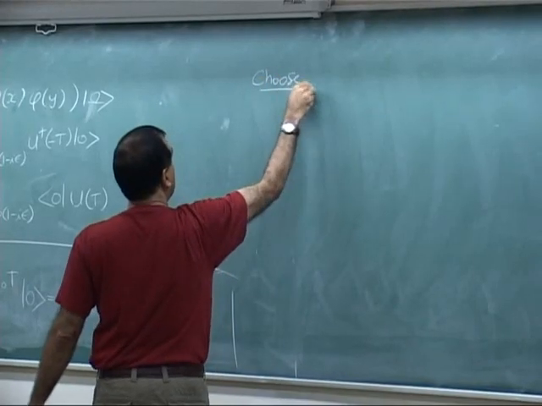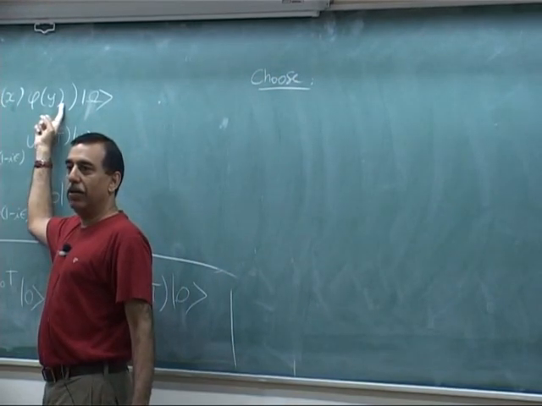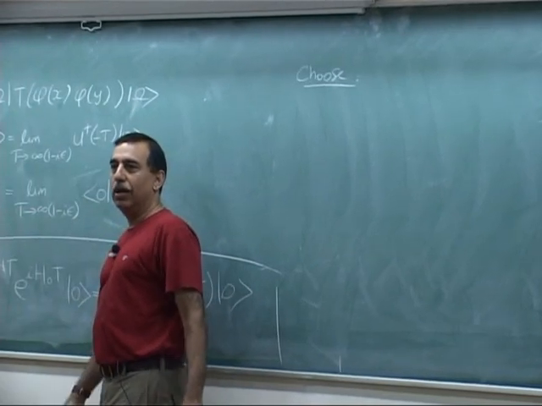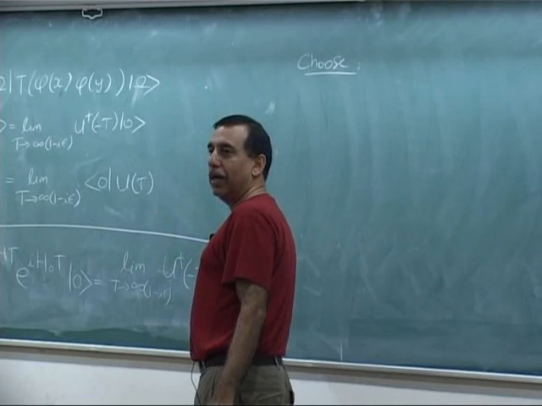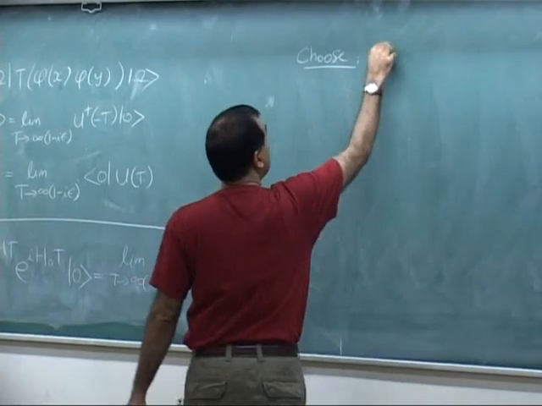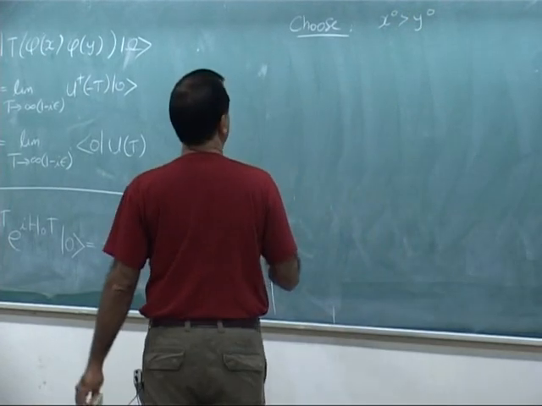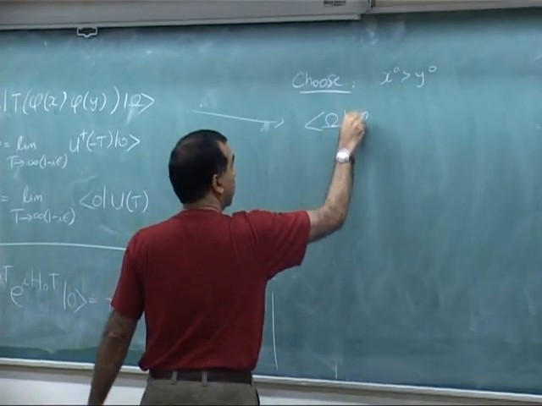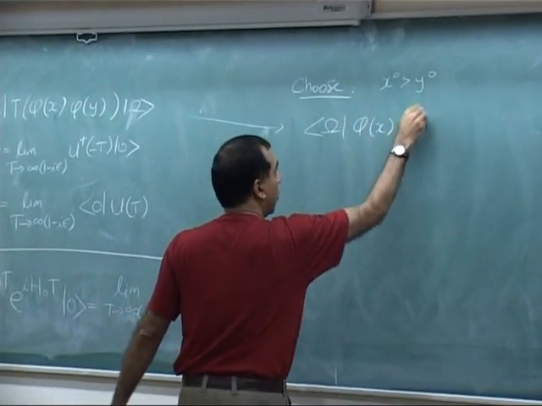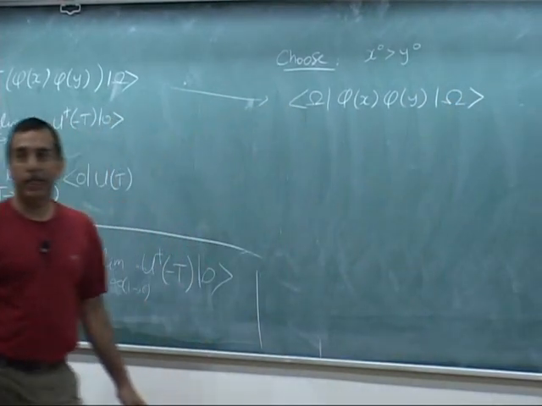Okay. So now with all of particular time ordering, after all, how many possible time orderings are there? Either x naught is greater than y naught or y naught is greater than x naught. So we'll fix one of them and continue calculating, and later we'll come back and do the other one. So let's choose x naught greater than y naught. Then the quantity which we wish to calculate is omega, phi x, phi y, omega. I don't need to write t anymore.